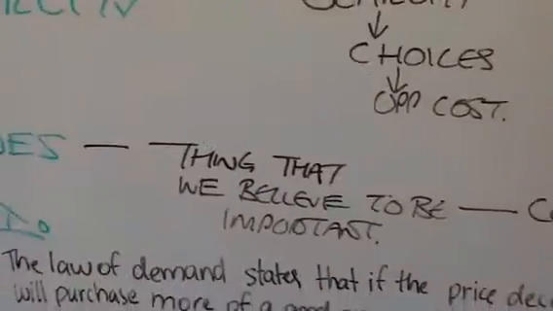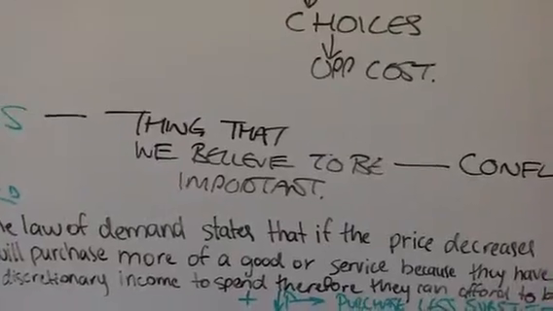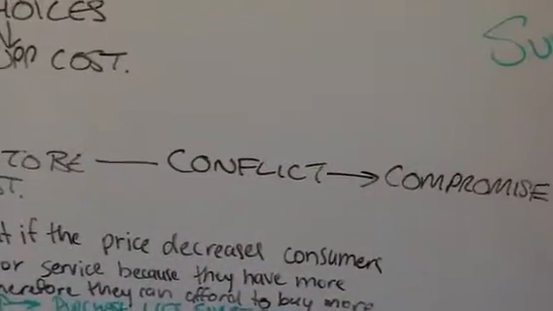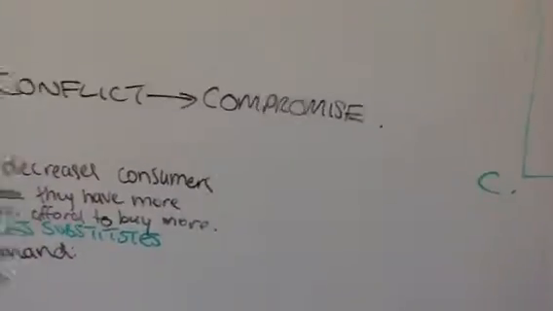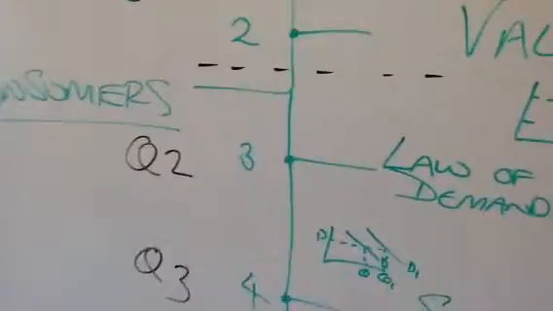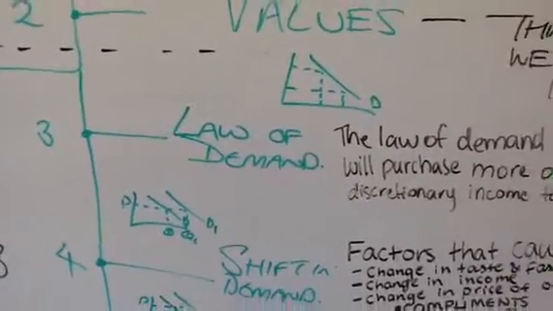Values are things that we believe to be important. And because people have different values, that will lead to conflict. And for every conflict, there has to be a compromise. The next place where there'll be a question, the third section, is the law of demand.